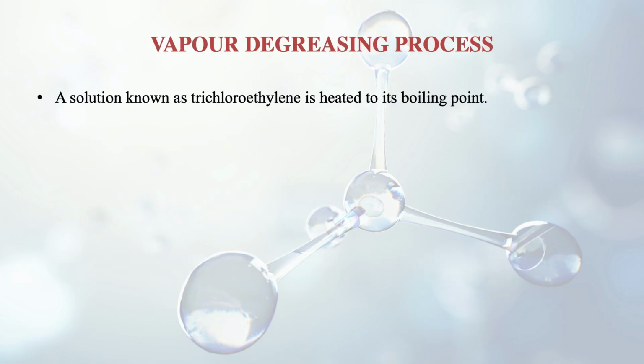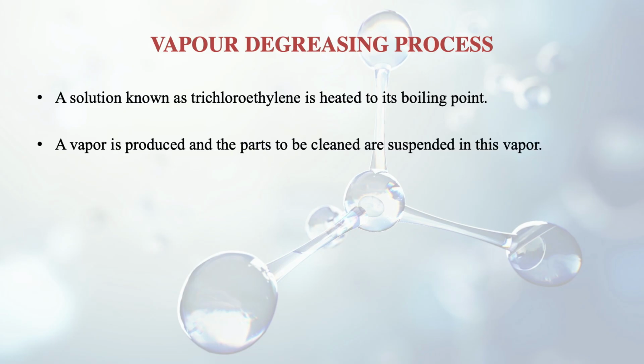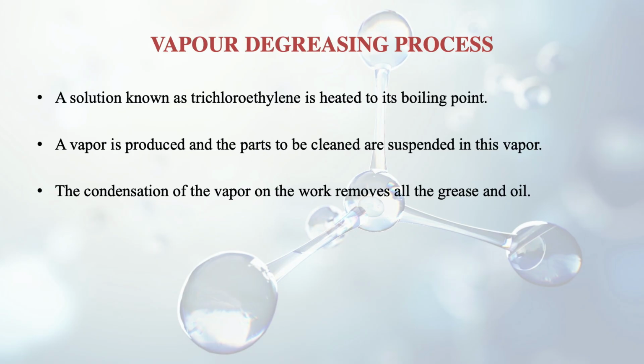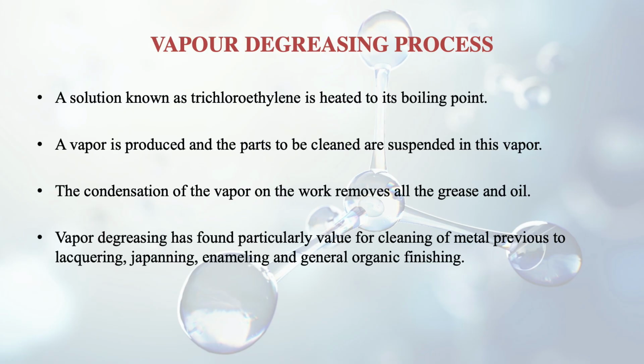A solution known as trichloroethylene is heated to the boiling point, and then a vapor is produced, and parts to be cleaned are suspended in this vapor. So whatever vapor is produced after heating this trichloroethylene, in that vapor we place the part which has to be cleaned. Condensation of the vapor on the work: when this vapor condenses on the work, it will take away the grease and oil with it.